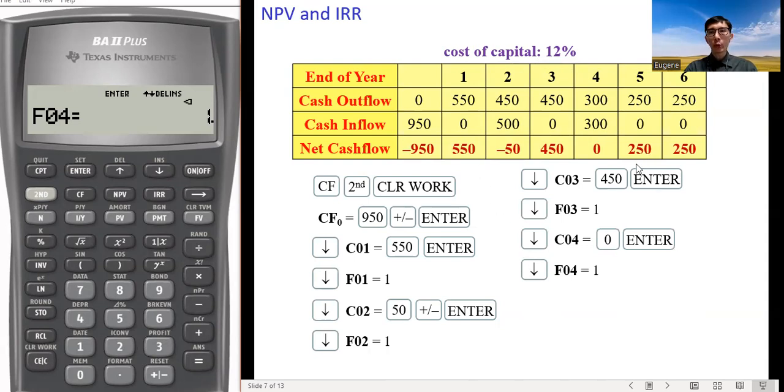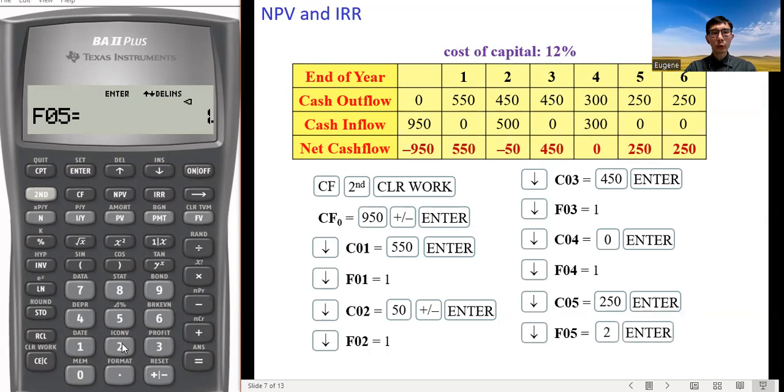And then the next amount is 250. So key in 250 for C05. And then the frequency count is 2 for both end of year 5 and end of year 6. So we key in 2 for F05, press enter. And then that's it. We can quit the worksheet by pressing second and then quit.